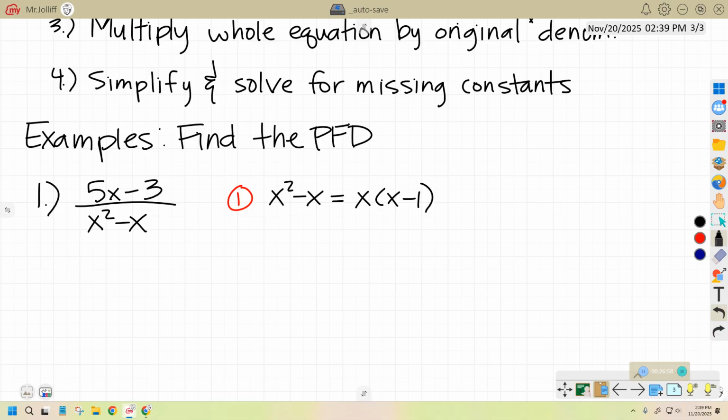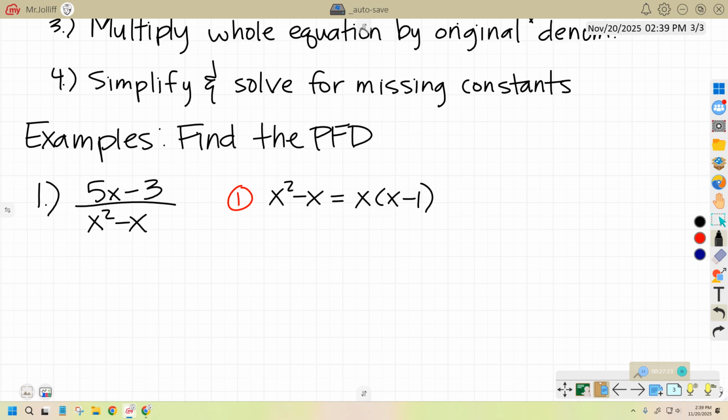Take a minute. Let it percolate. That's divisible by x. That's divisible by x. I pulled the x out in front. I'm left with an x and a minus 1. Yes? Oh, you do the denominator. Yes. We start by figuring out the denominator, because how many factors are in the denominator tells me how many fractions I need. Always start with the denominator.